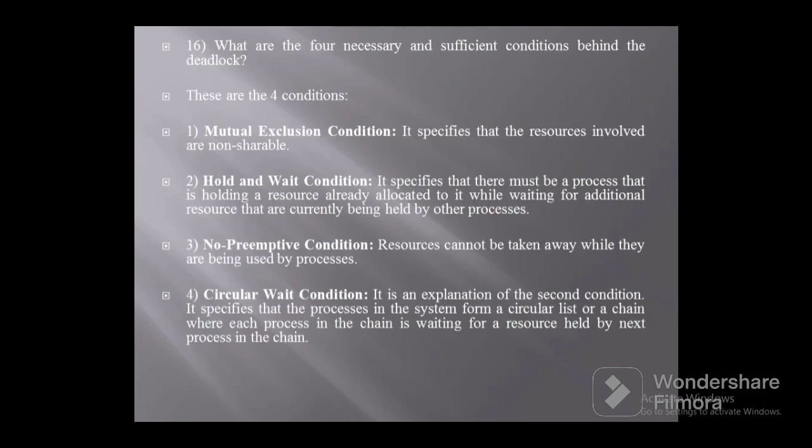And the 16th question is, what are the 4 necessary and sufficient conditions behind deadlock? Basically there are 4 conditions behind the deadlock. What is deadlock first? Suppose there are two processes, A and B, and A wants to get B's resource while B wants to get A's resource, and both of them can't share the resource with each other. At that time the deadlock condition will occur.